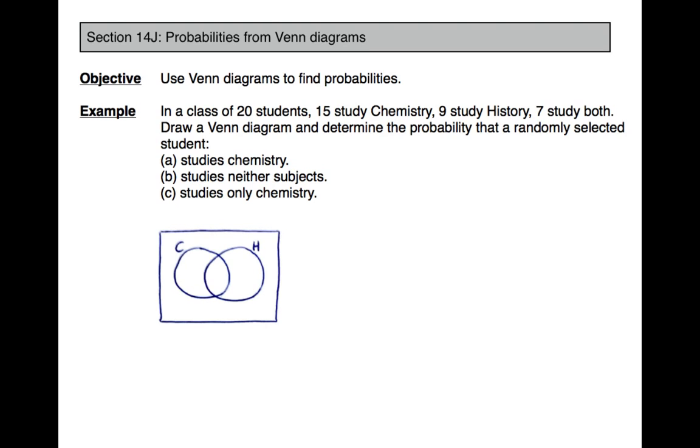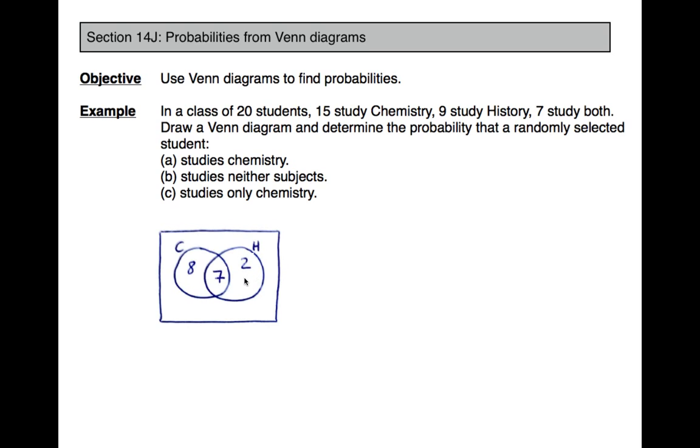So when we do Venn diagrams, we want to start in the middle if we can. And here we know that 7 study both, so we'll put a 7 in the middle. And that means there are 8 students left who do not study history. So here it is. And likewise, since 7 people study both history and chemistry, that means only 2 students study history only.